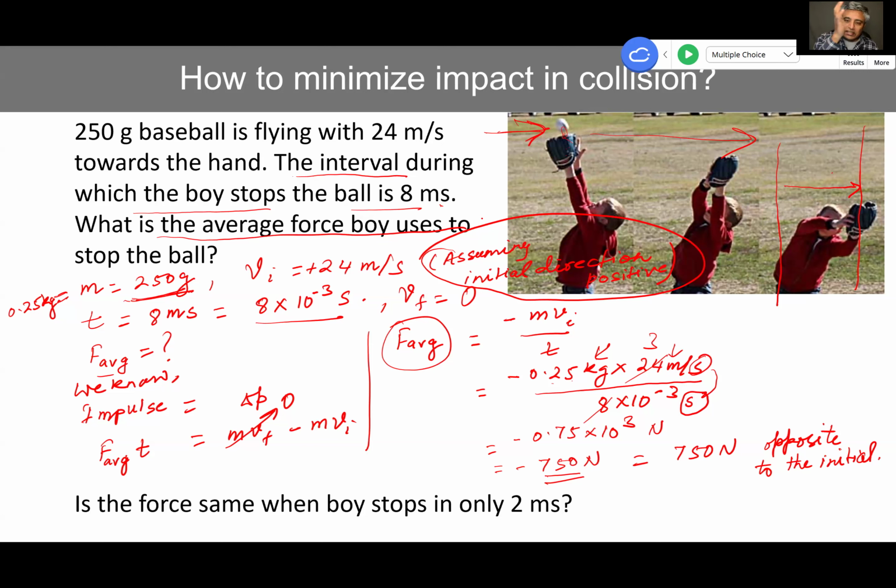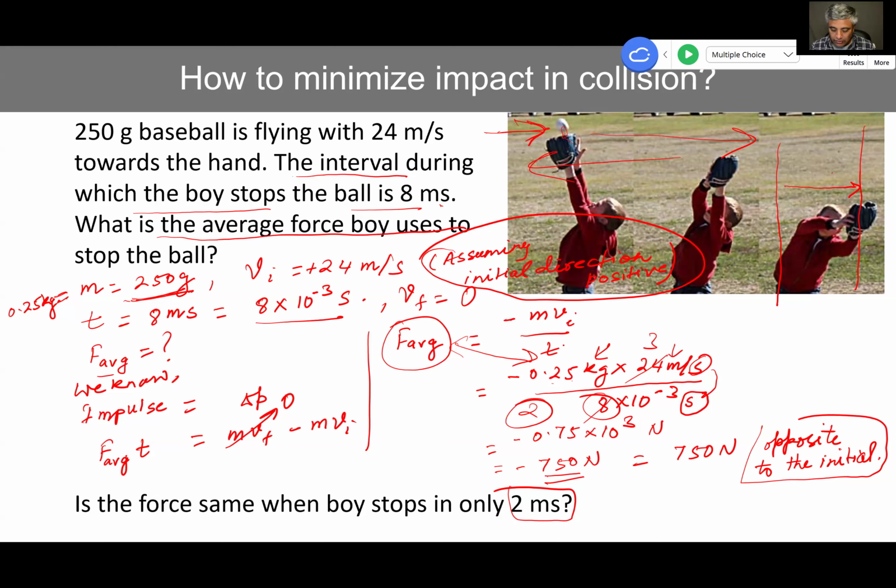Now, is the force the same if the boy applies that force in just 2 milliseconds? Instead of 8 milliseconds, if this is just 2 milliseconds, will the force be the same? Of course not. So this 8 becomes 2, which means the force is going to be larger by 4 times, because time decreases by a factor of 4. Force and time are related directly. There is no t squared, okay? So with whatever factor the time decreases, force is going to increase by the same factor.